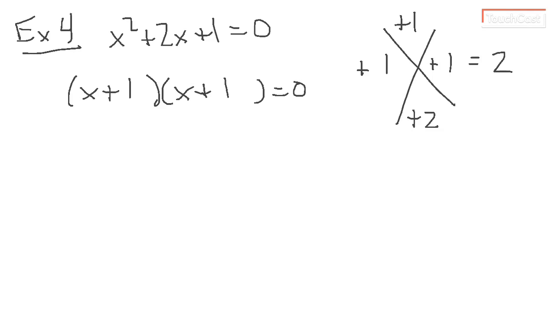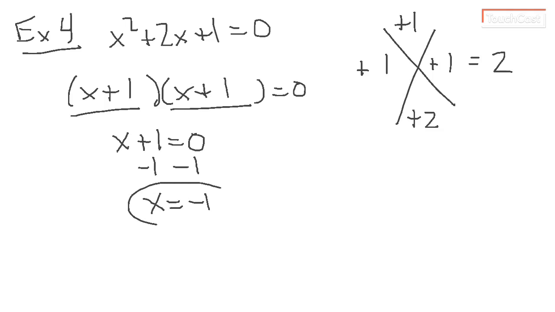Here is the thing. If we have the same factor happening more than once, like in this case, we have x plus 1 and x plus 1, they're the same thing. We just have to set it equal to 0 one time. We do not have to do it twice. So if I set this to 0 and subtract 1 to solve for x, I find that x is equal to negative 1. And that's the end of example 4.